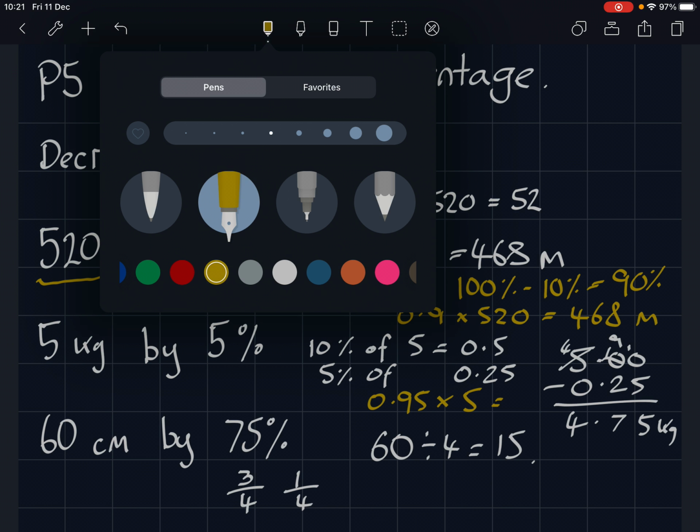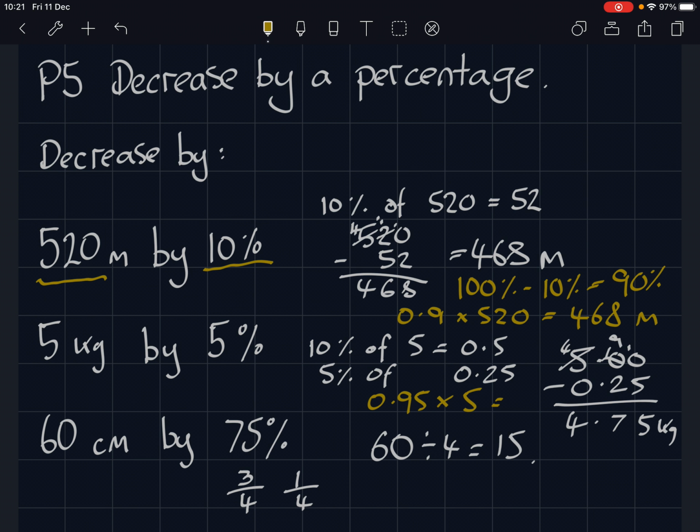We could also do a decimal multiplier. We could do 100% minus 75%. So we need 25% of the value. So 0.25 times 60 equals 15.